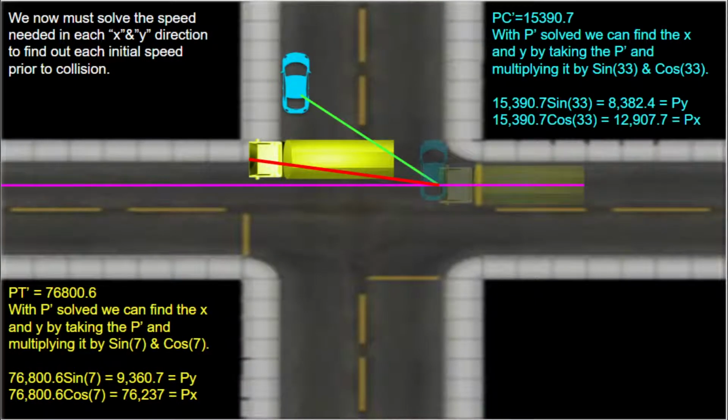With momentum prime solved, we can find the x and y components by taking the prime value and multiplying it by the sin and cos of each prime's angle. So we'll take the car's prime and multiply it by the sin and cos of 33 to give us the y and x direction of the car, and we'll do the same with the truck, multiplying it by the sin and cos of 7, which is equal to the x and y speed at which the truck was traveling.